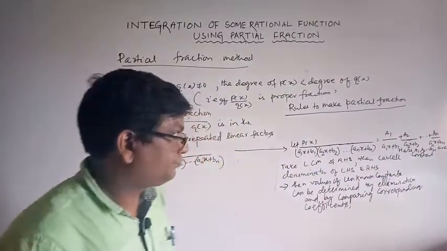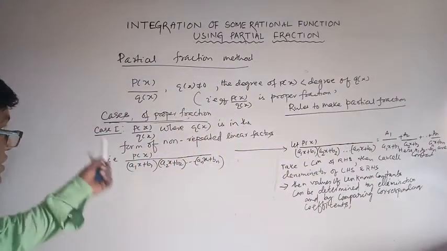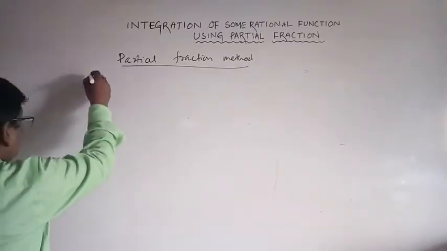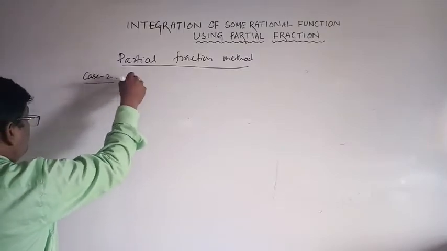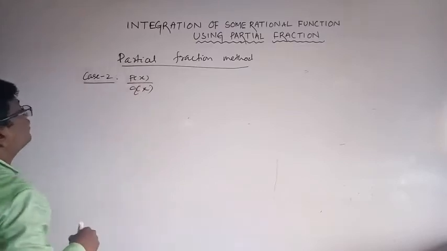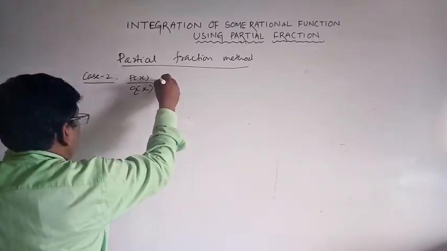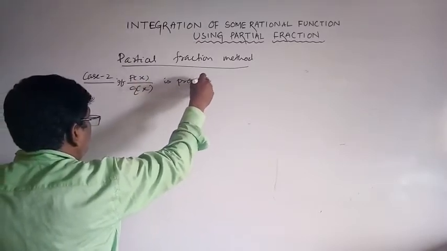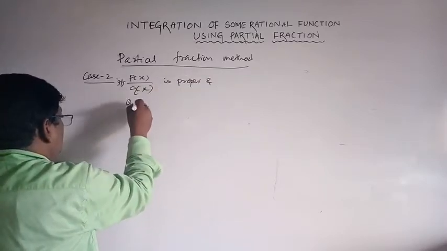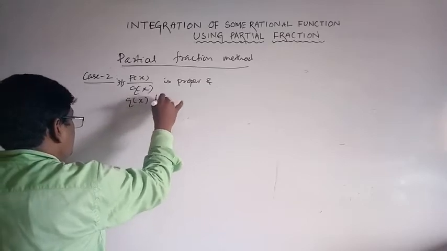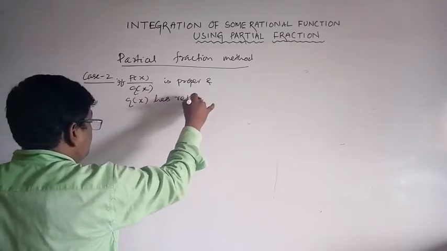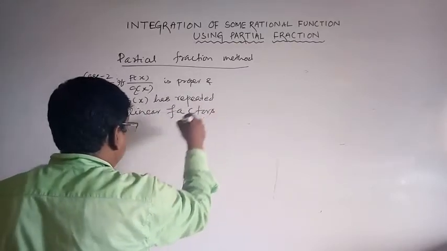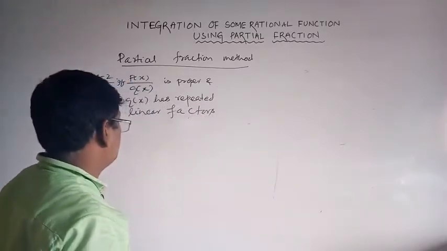Now case 2. Case 2: p(x) by q(x), where suppose p(x) by q(x) is proper and q(x) has repeated linear factors.